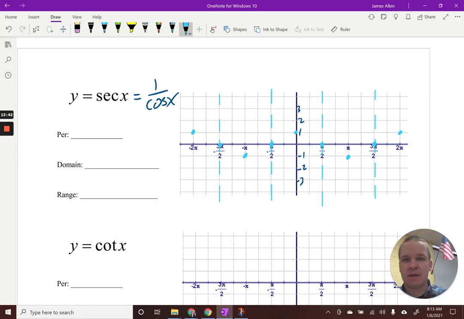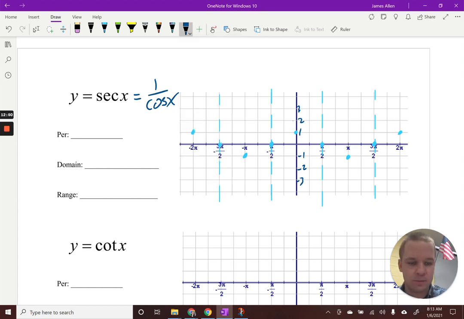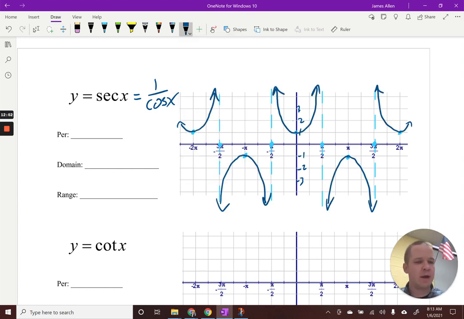All right, so same kind of idea here. We're going to make those wonderful looking U's like we did before, but found those other points that are not on the asymptote. And boom, there we have it. Wonderful, beautiful secant graph. Alrighty, so period. Once again, it repeats itself every 2 pi, just like the cosine graph does.